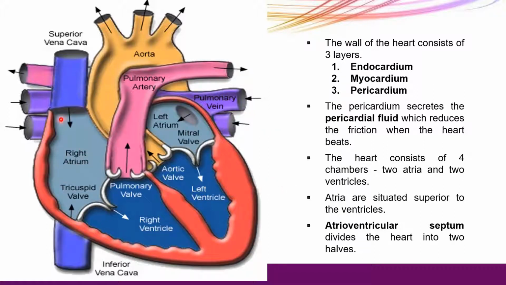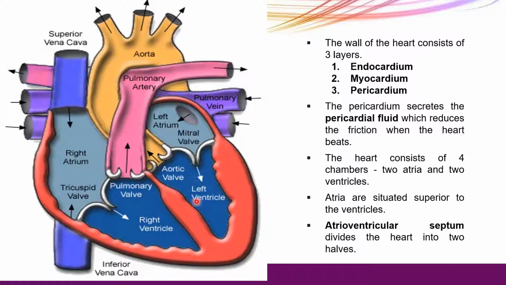So we have 2 atria. This is a very clear diagram here. You can look at the right atrium here, right? Here you're looking at the left atrium, right? Then you're looking at the ventricles. This one is the right ventricle. This is the left ventricle.